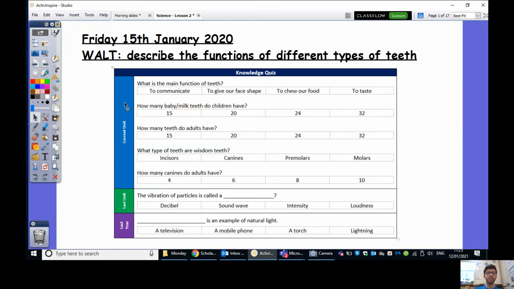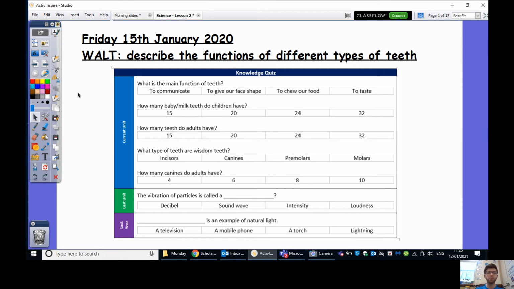If you've got the quiz sheet, then you can circle each answer. If you haven't been able to print that, then that's absolutely fine. Just on a bit of paper, write the numbers 1 to 7, I believe it is, and then just write the individual answer. So that's fine. So let's go through the questions from when we were looking at the different types of teeth last week.